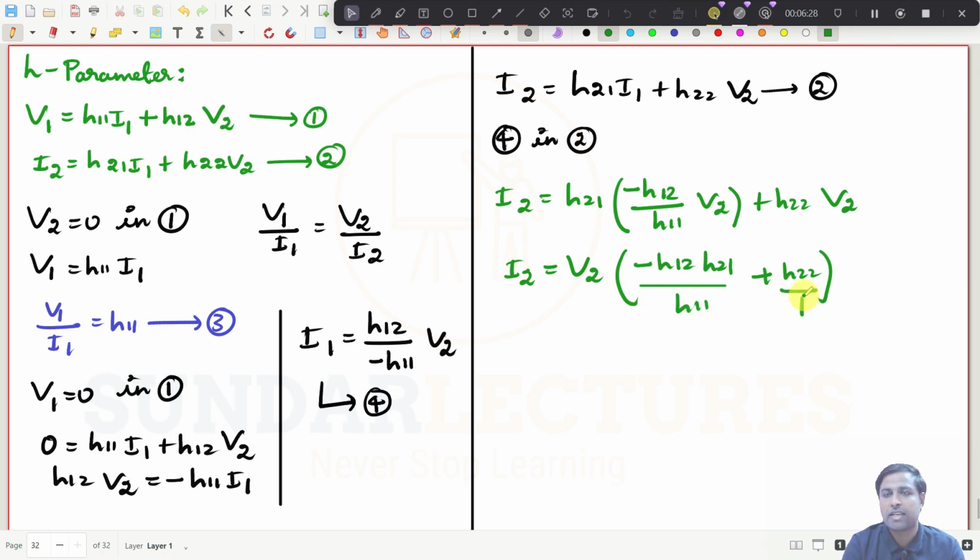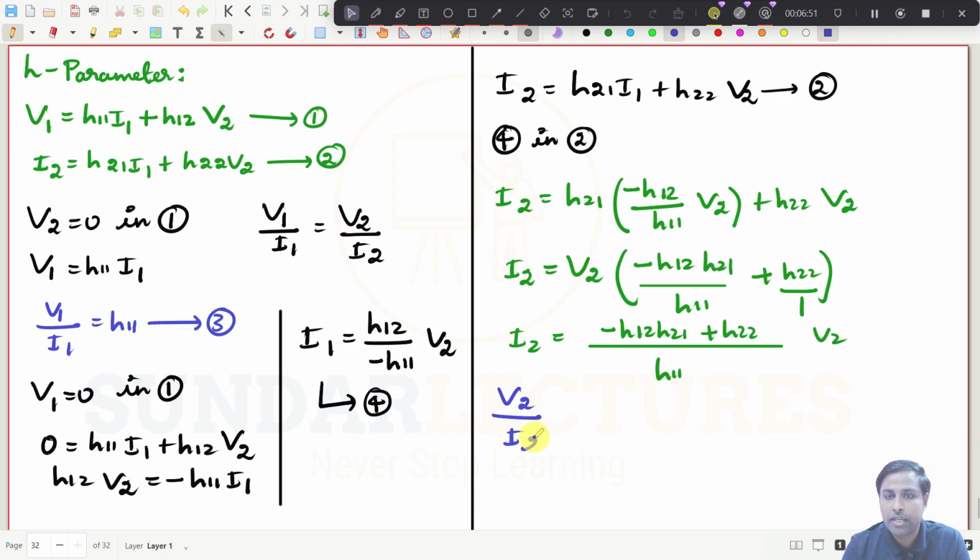So if you take LCM, what you will get? You will get H11, and if you cross multiply this one, minus H12 H21 plus H22 into V2. Here it is into I2, right? So if you further do this, you just find what is V2 by I2. So you just bring this one here, this one here. So you will get H11 divided by... see here I have left this one, right? I have made a mistake. It will be H11, I have to multiply. So what you will get? H11 H22 minus H12 H21. So this is equation number 4, right?